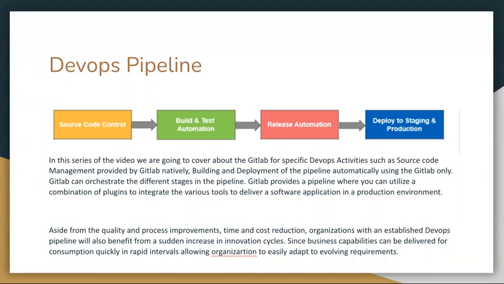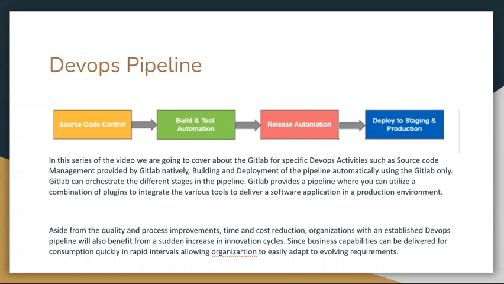So in this series of videos, we are going to discuss GitLab and specific DevOps activities such as source code management, which is provided inherently by GitLab, which is based on the Git solution itself. So you can go ahead, commit your code, take the backup, make it highly available. All these features are directly available in GitLab, and this can be used for building and deploying the pipeline automatically using GitLab only.